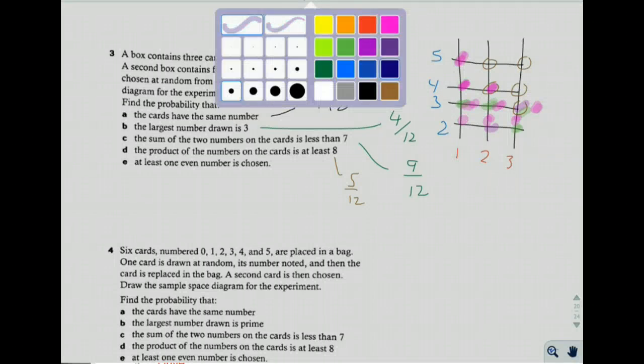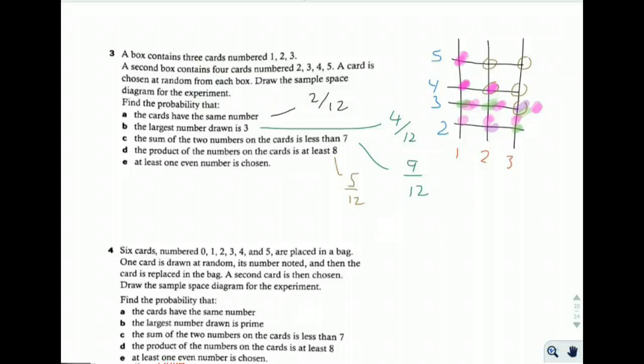At least one even number is chosen. So that would be at least one even number. So that would be 2, 4, 2. So it would be anything here to here, here, here, here. So it would be 1, 2, 3, 4, 5, 6, 7, 8. 8 possibilities over 12. Okay.